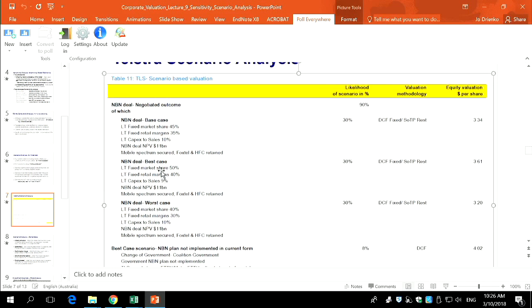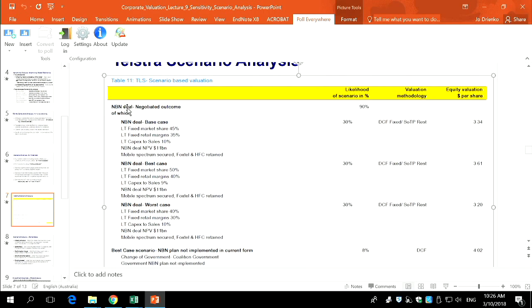Right? So what we have here is, let's look at this scenario where NBN and Telstra negotiated some kind of deal. 90% chance, the analysts. I assume this is just best guess, by the way. There's no data. You cannot come up with this number. It's just a best guess.